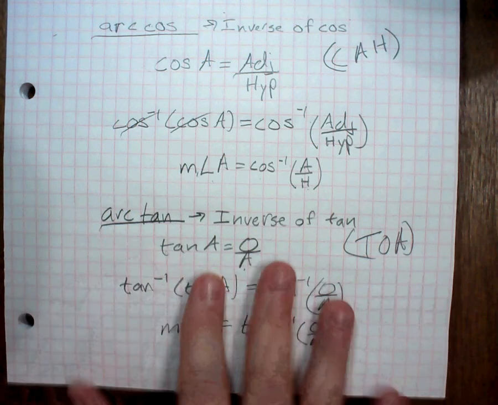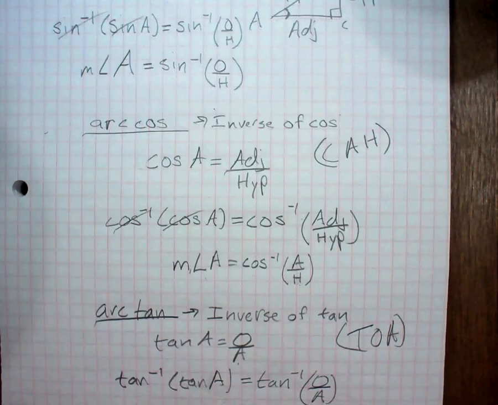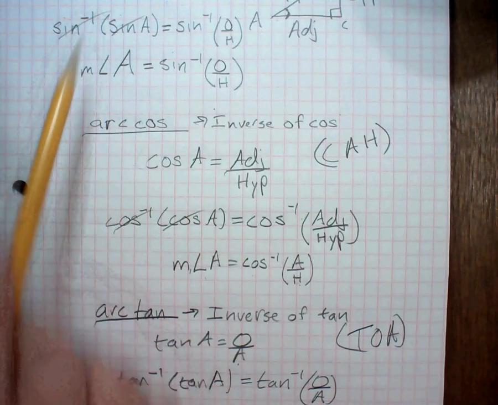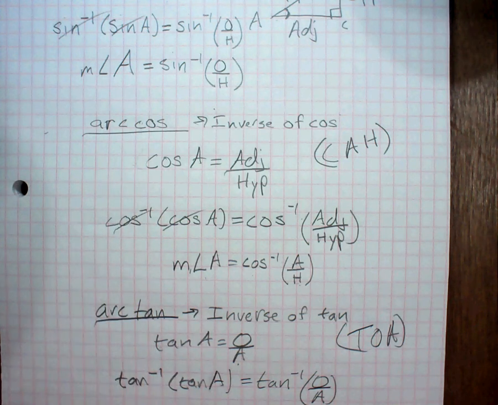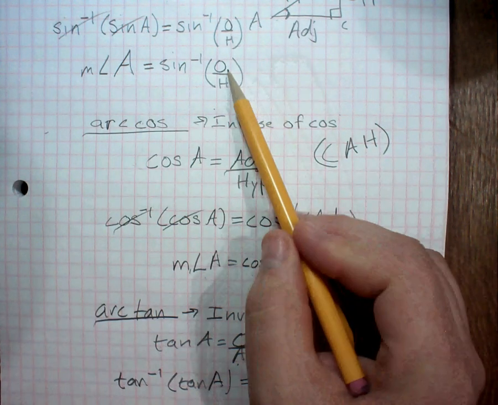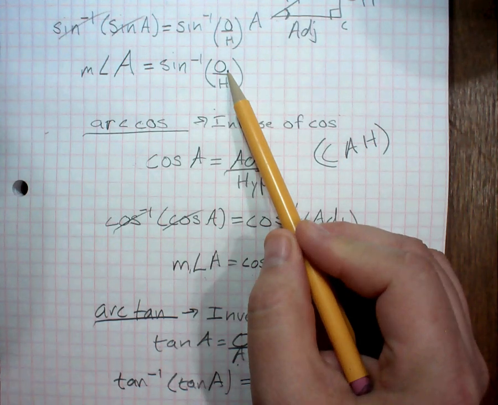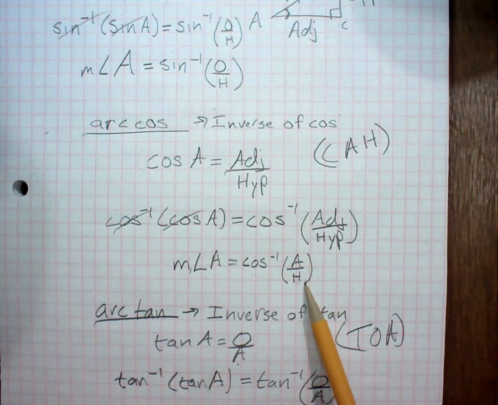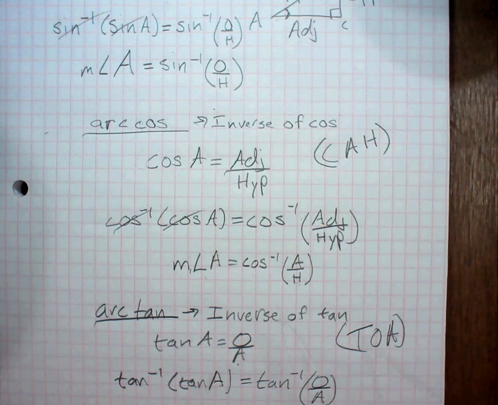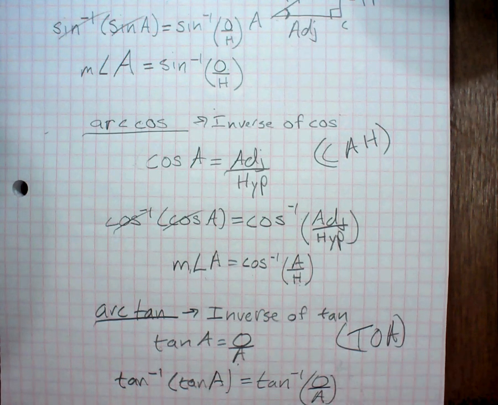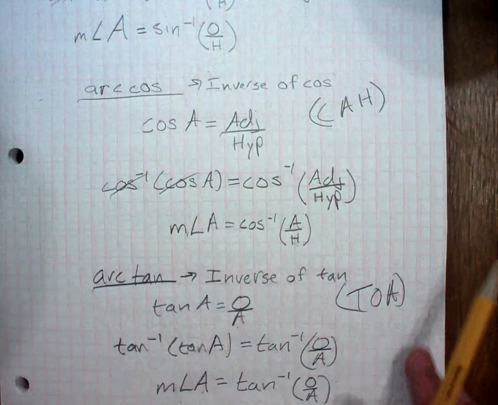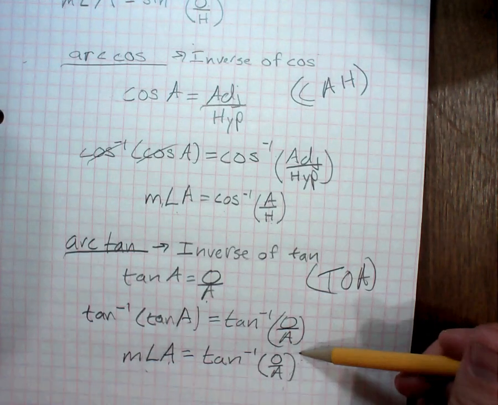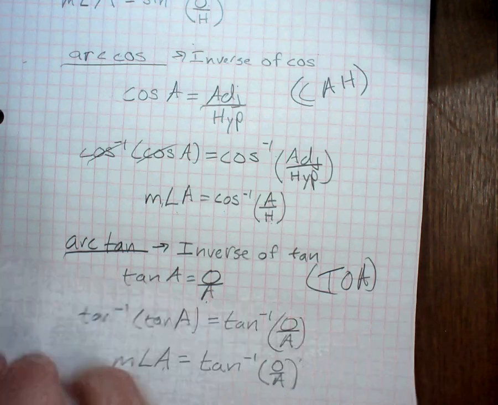We're going to get a lot of questions today, and you're going to have to determine which one to use. Do I use arcsine, arccosine, or arctangent? The clue is, do you know these two ratios? If you do, then you would use the inverse of sine. Do you know these two ratios? If you do, then you would use arccosine. Do you know these two ratios right here? If you do, then you would use arctangent. Okay? So let's go ahead and do example number 2.